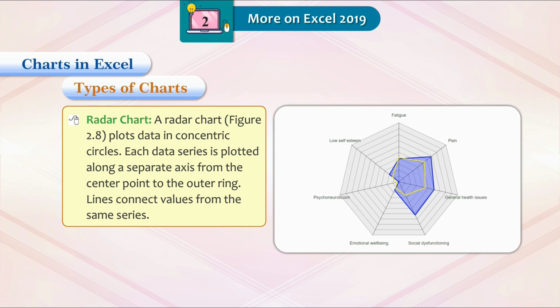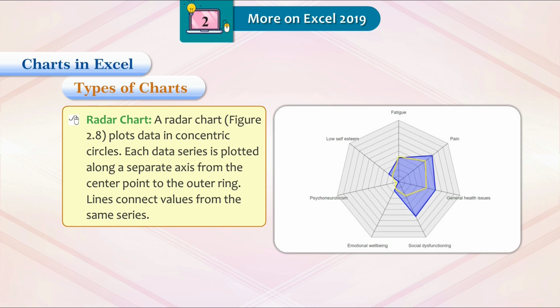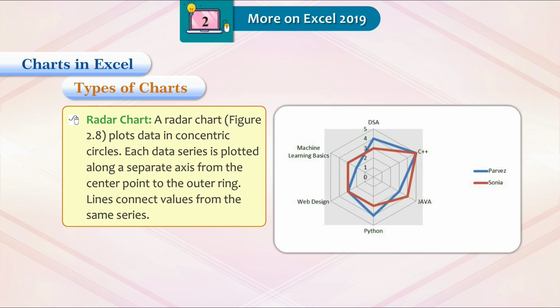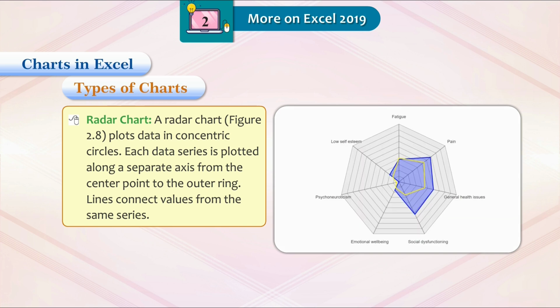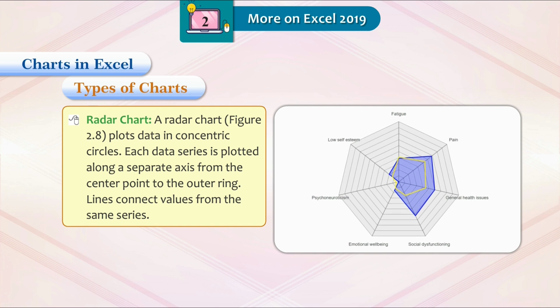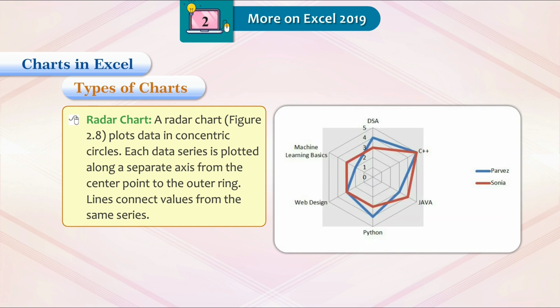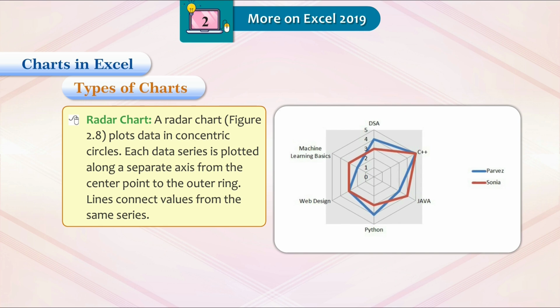Radar chart. A radar chart, figure 2.8, plots data in concentric circles. Each data series is plotted along a separate axis from the center point to the outer ring. Lines connect values from the same series.